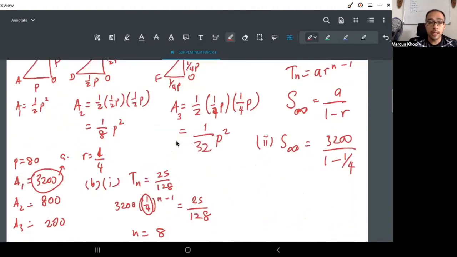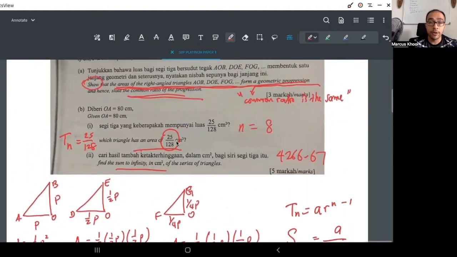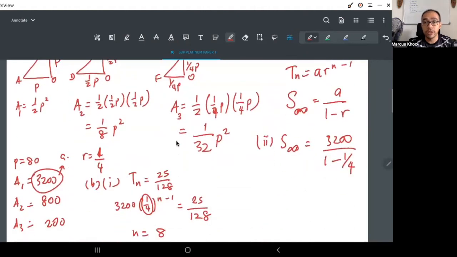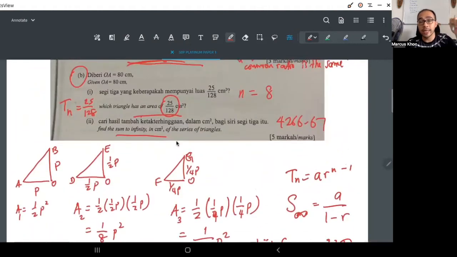The difficult part, I would say, for this question is just question A. Even if you don't know how to do question A, oh no, you have to know how to do question A because you need to find the common ratio, which is 1/4. But if you know how to do question A, you should be able to do question B quite easily because question B is very straightforward. They ask which triangle, not the total of all the triangles. So we use Tn, not Sn.